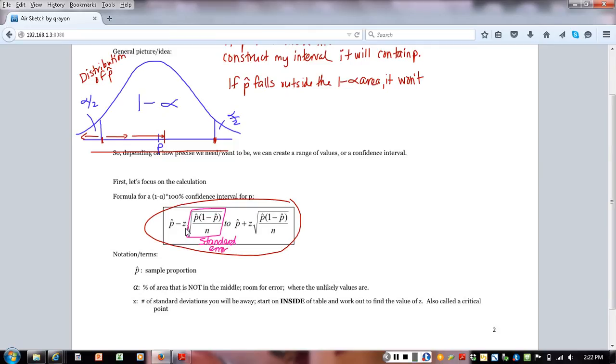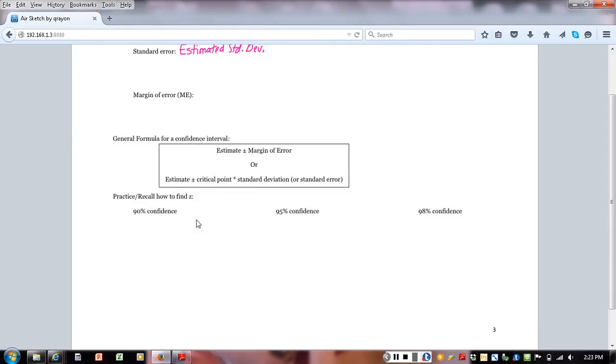That's the square root of p hat times 1 minus p hat over n. So why it's given a different term is, before we had p show up in here, and now we have p hat. So it uses a different term to signify that it's an estimated standard deviation, not necessarily the actual one there. The other term we see here is the margin of error. This is how far off we believe we are.